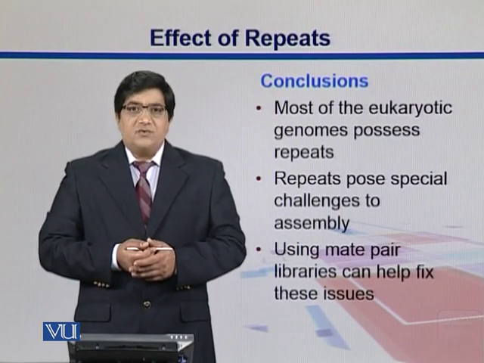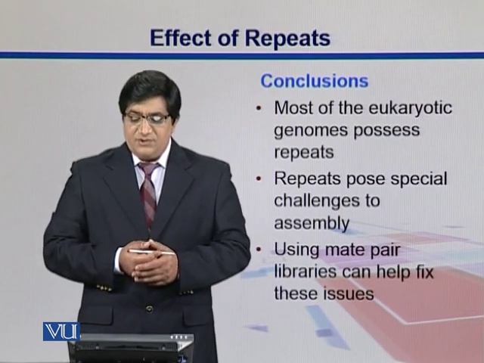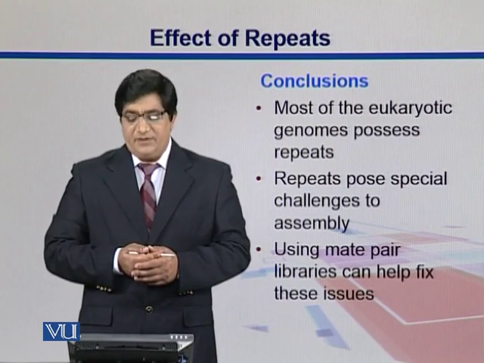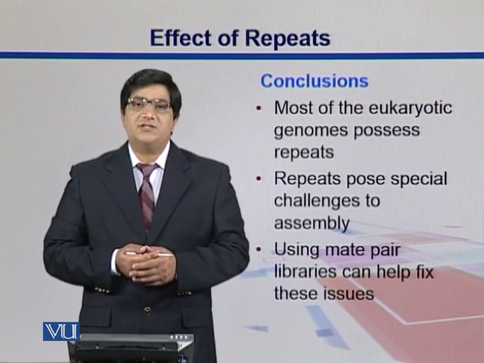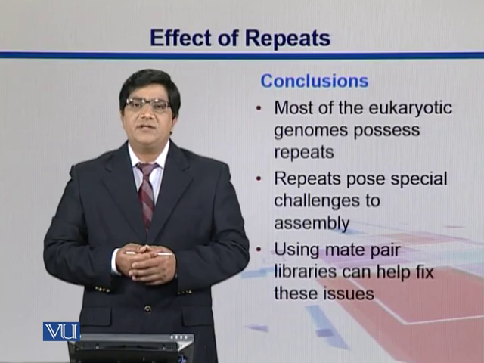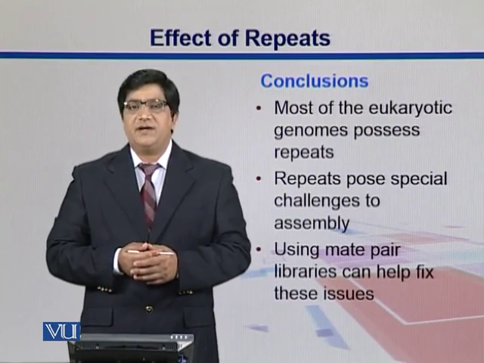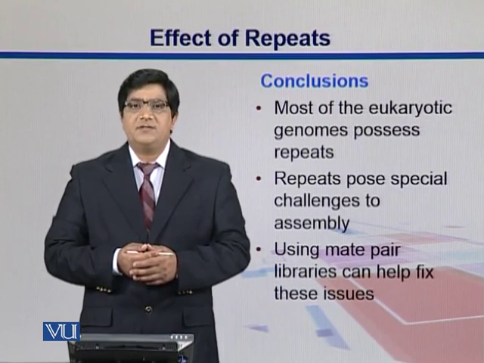So so far what we have seen is that most eukaryotic genomes have repeats, and repeats pose challenges to assembly, and using the double-barreled shotgun assembly method, in which we use paired end reads, can help solve the issues of these repeats during assemblies.